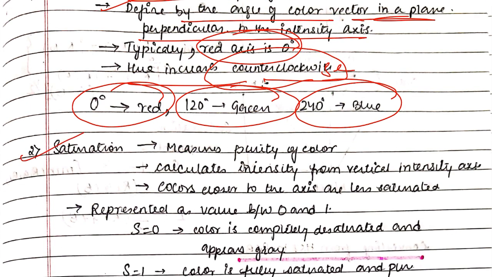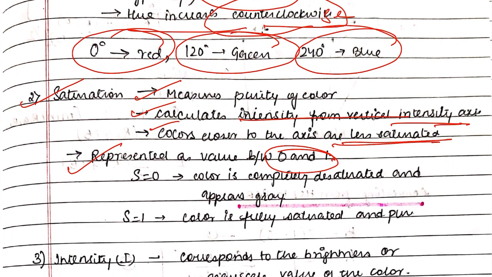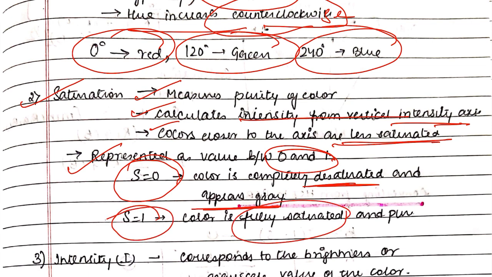What is saturation? Saturation mainly determines the purity of the color. Okay, purity of the color, it mainly measures the distance from the vertical intensity axis. So from the vertical intensity axis, we are calculating the saturation, and colors which are closer to the axis are much less saturated. They are represented between the values of 0 and 1. So for S equal to 0, it appears completely desaturated and gray in color, whereas S equal to 1 is fully saturated and pure in color.